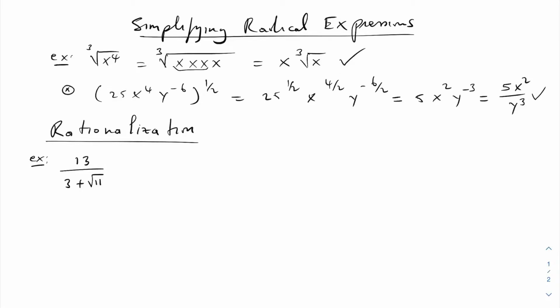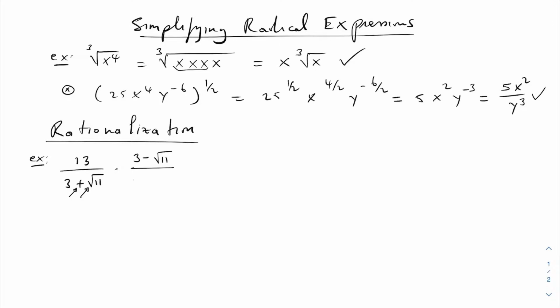Now, if you have something like this, the teacher will usually ask you to rationalize your answer. What it means by that is to get rid of the radical under the denominator. To do that, all you have to do is multiply the fraction by the conjugate of the denominator, which means to switch the sign between the terms in there.